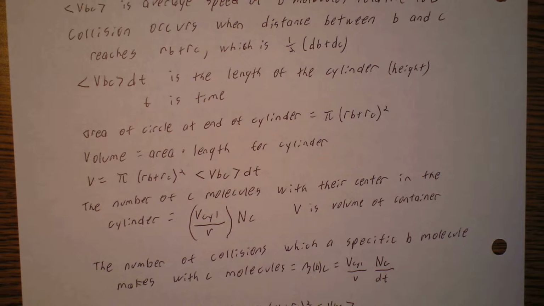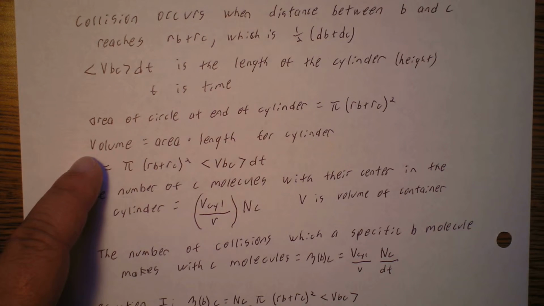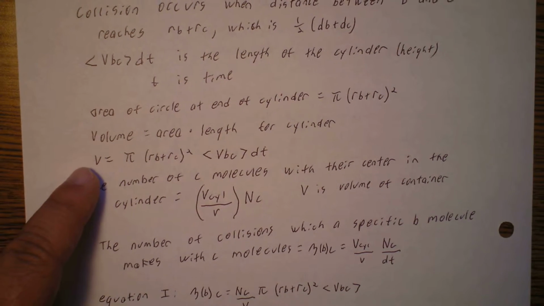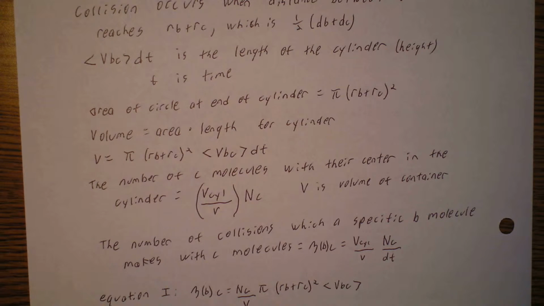Now, the area of the circle at the end of the cylinder is just pi r squared. But remember, it's the radius of both. So we have pi times the quantity R_B plus R_C, squared. And of course, the volume for a cylinder is going to be area times the length of the cylinder. So we have volume equal to pi times the quantity R_B plus R_C squared, times the average speed of BC, times the differential of t.